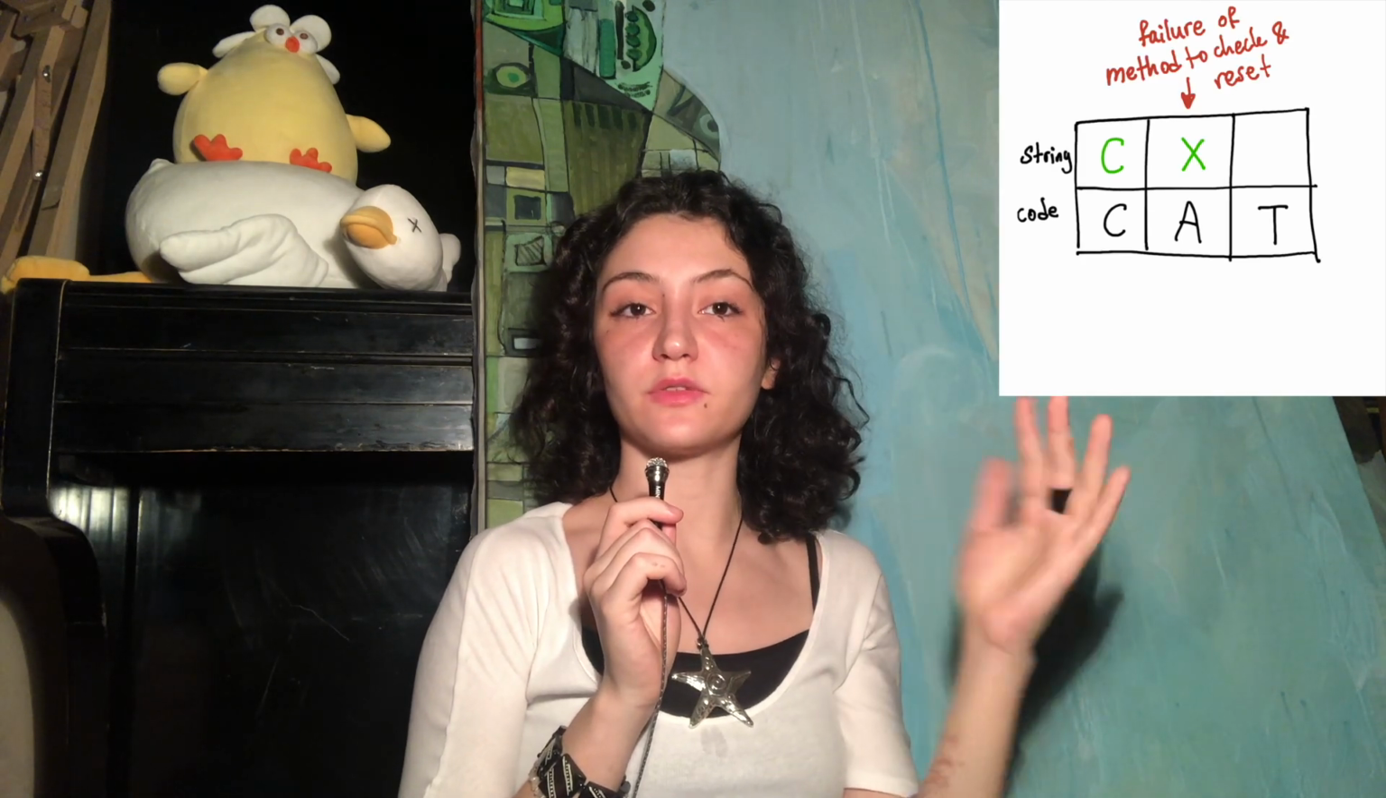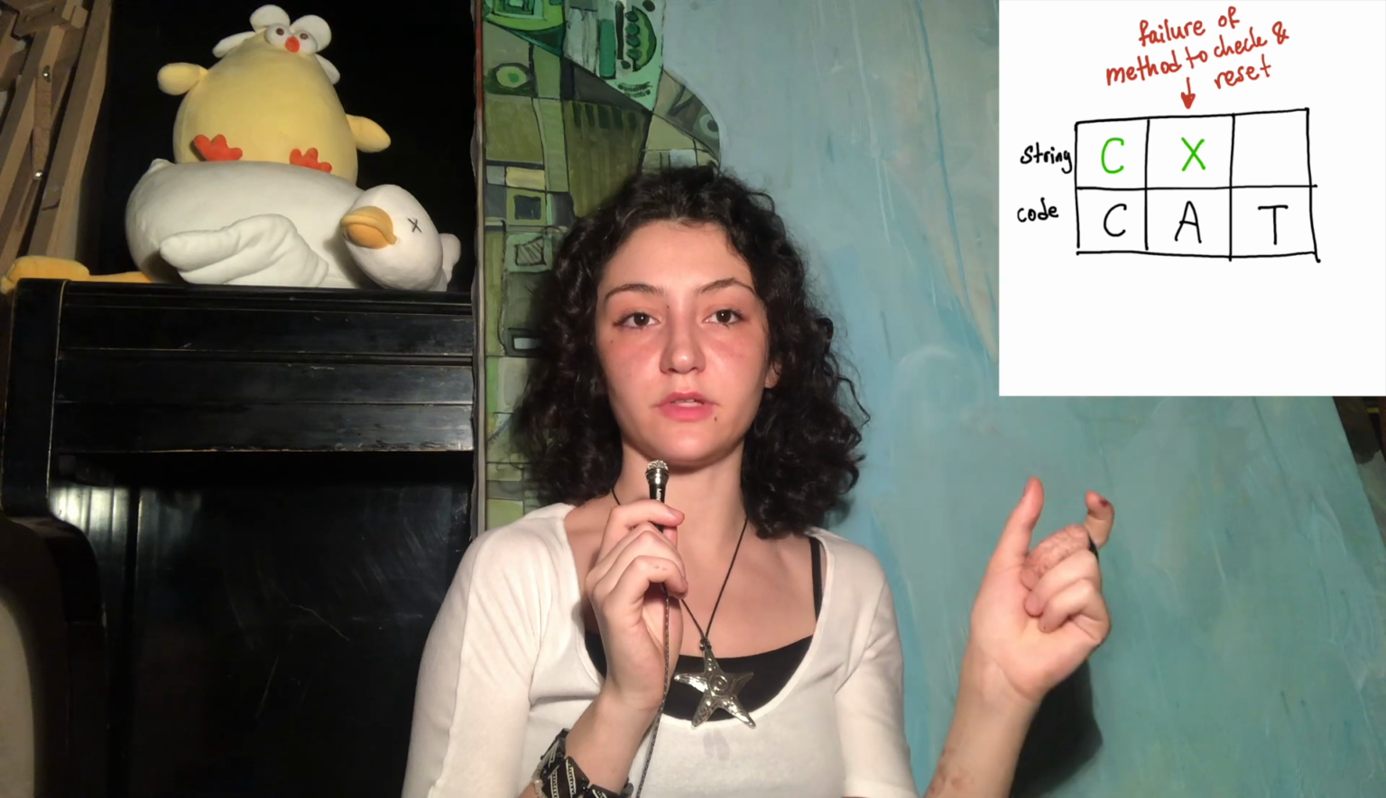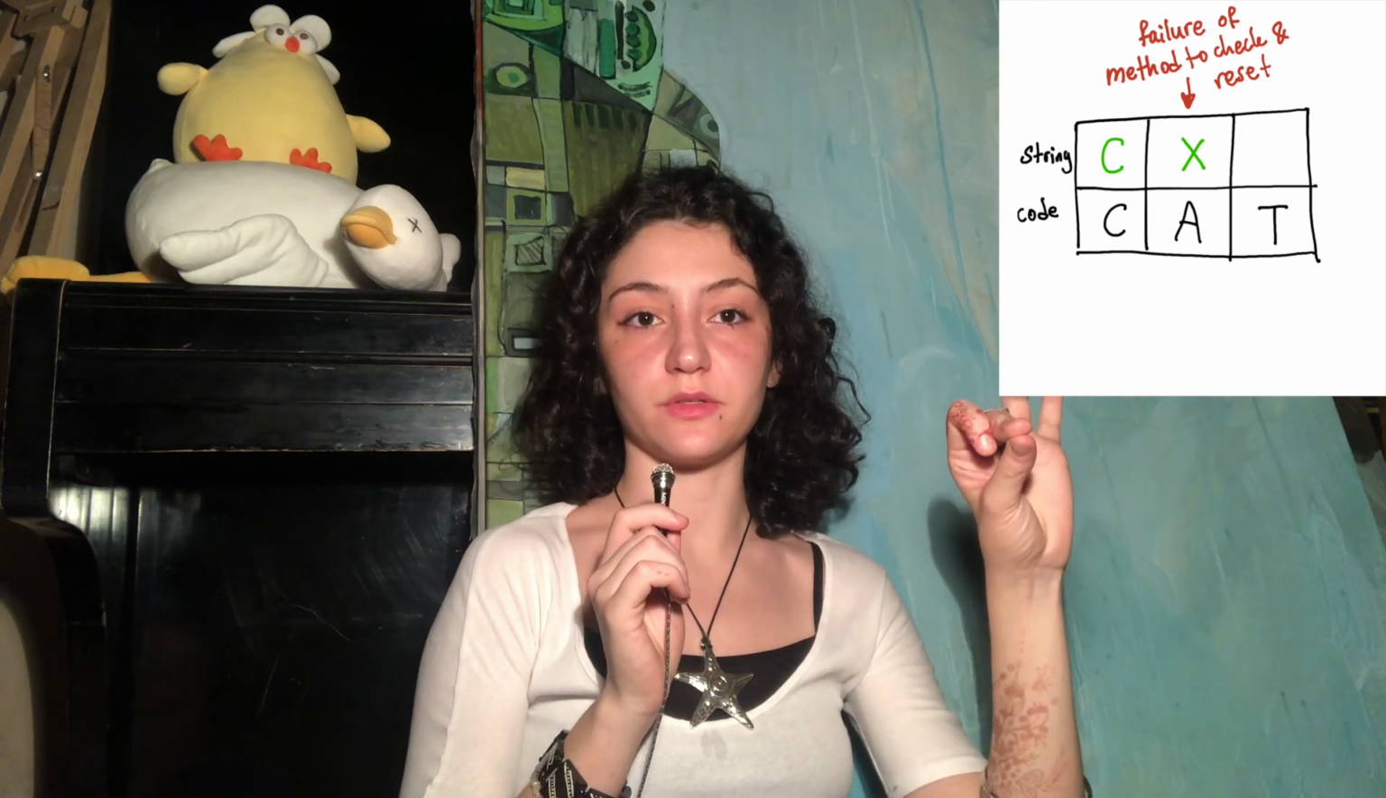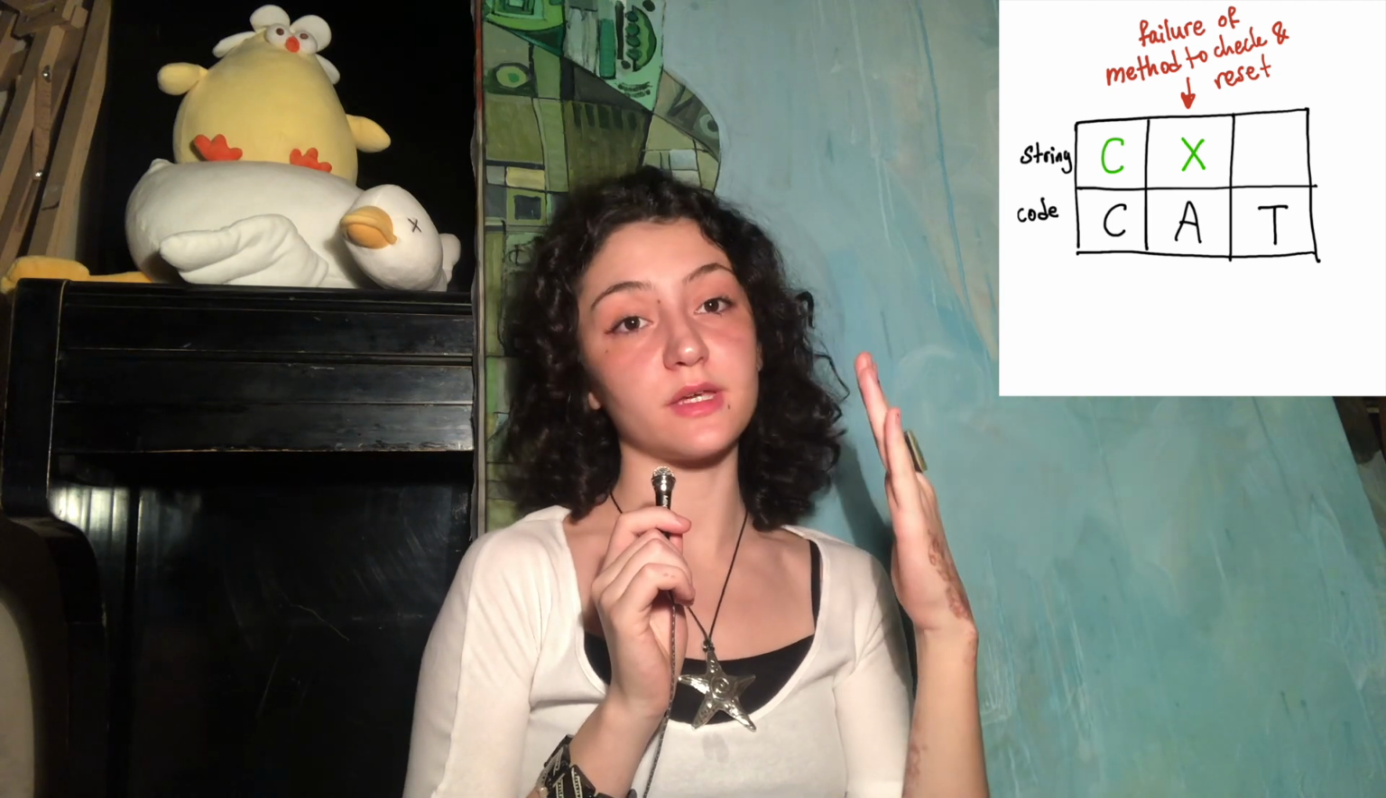So again, if that didn't make sense, say the code is cat and you input the character C and then you input the character X. Say for example the string does not reset after that because X is not equal to A. They're both at the second index, right? But they're not equal to each other. At that point the string should reset, but it doesn't.